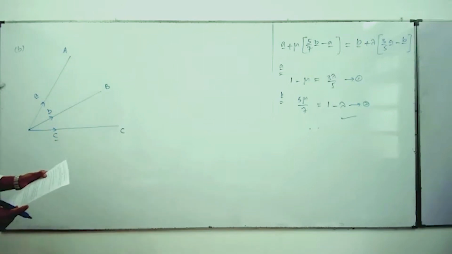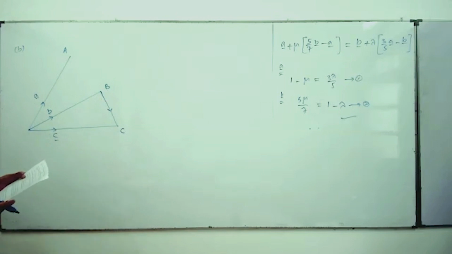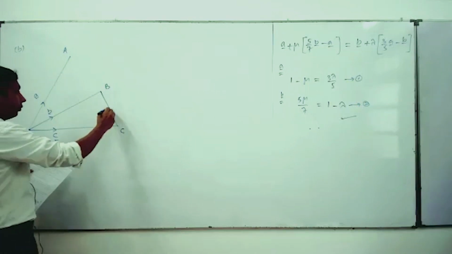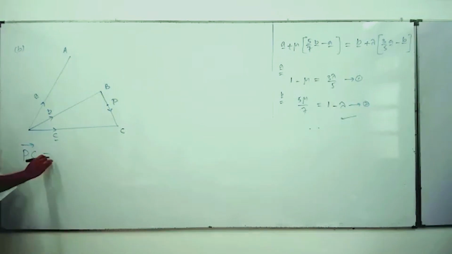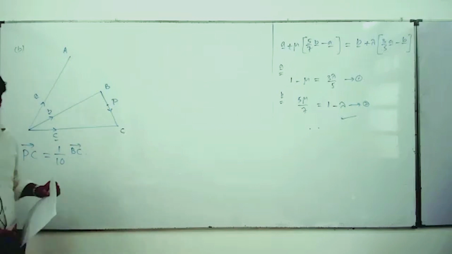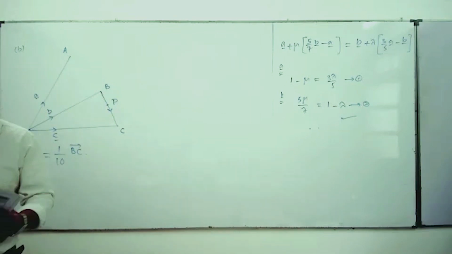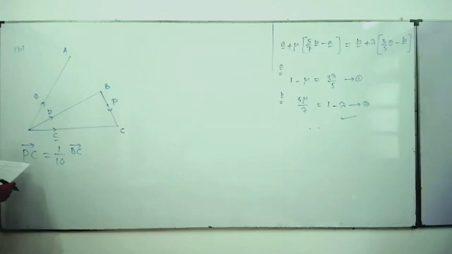The point P is on BC, BC here, right? And given that vector PC is equal to 1 upon 10 of vector BC, find the vector OP in terms of a and b. Vector OP is what it is asking us to find in terms of a and b.